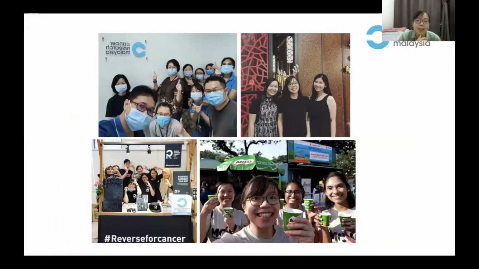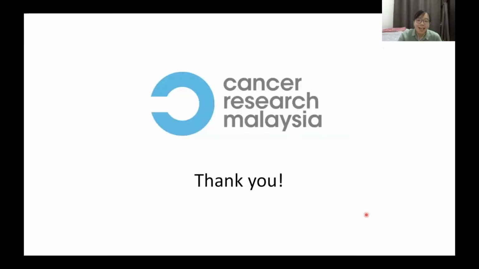Just before I end, these are some images of what it's like working in Cancer Research Malaysia. Everyone is really helpful. We had this photo taken recently, and we all forgot that we were wearing masks and just smiled. Besides working hard in research, we also do a lot of outreach and activities. I think this was a campaign to raise awareness for cancer and for Cancer Research Malaysia. This is a picture of my team: my team lead and my other colleague. We also participate in walkathons and marathons. That's just us being happy with the Milo from the Milo truck. So that's all, thank you.